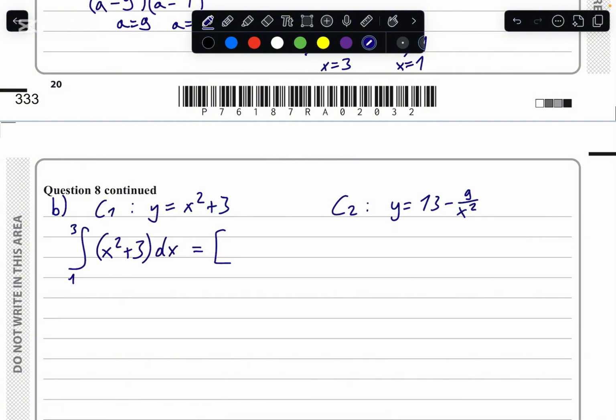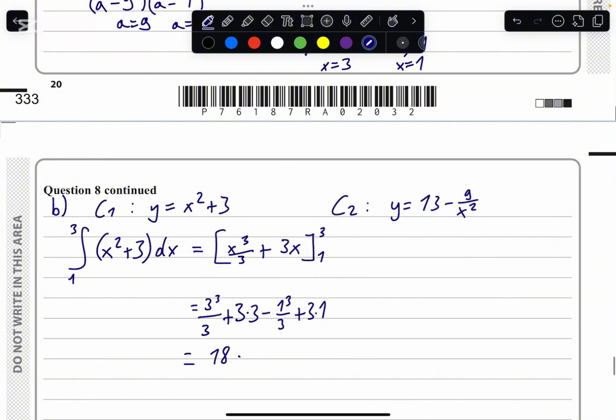So how we integrate is we add 1 to the power and take it and divide by the new power. So we get x cubed divided by 3 plus 3x. If we go ahead and plug in the 3 and the 1, so we get 3 cubed over 3 plus 3 times 3 minus 1 cubed over 3 plus 3 times 1. We get 18 minus 10 over 3, which is the same as 44 over 3.